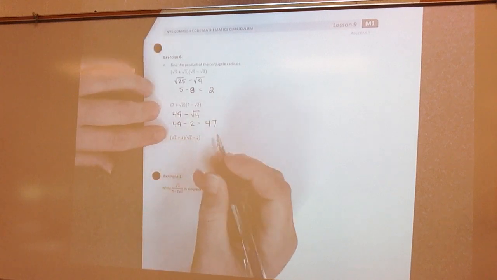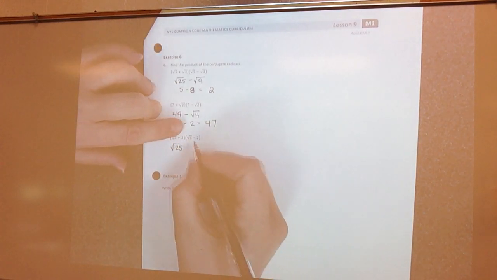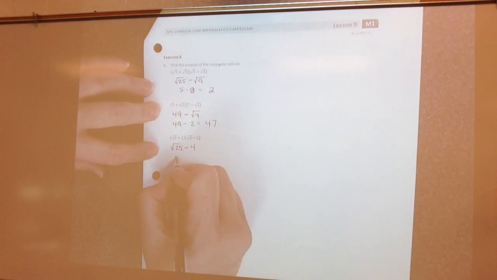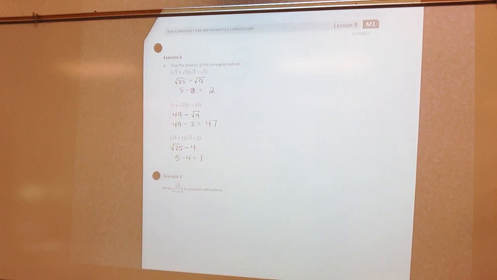So I have the square root of 5 times the square root of 5, which is the square root of 25, minus 2 times 2, which is 4. So 5 minus 4 is 1. All I'm doing is the first step of the distributive property and the last step of the distributive property. I'm forgetting all the middle stuff because the middle stuff cancels out.